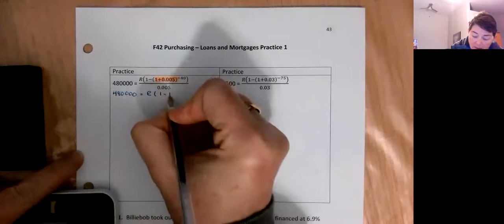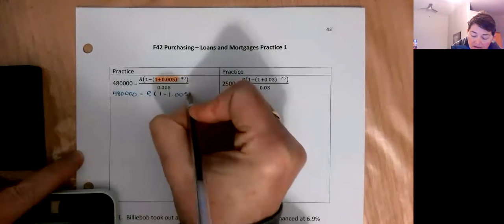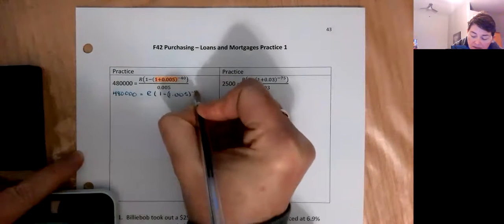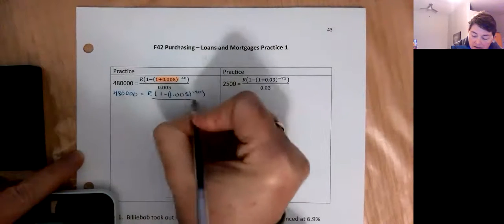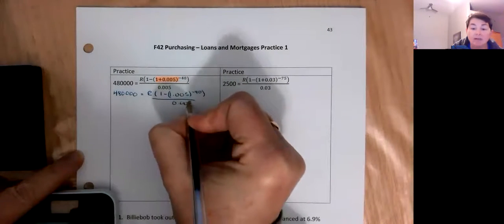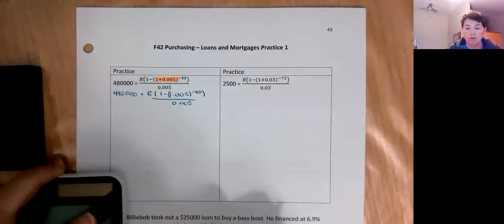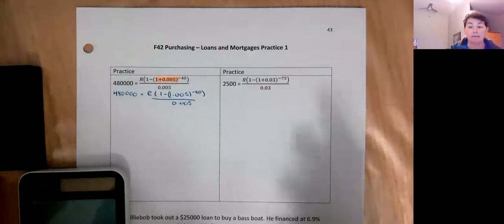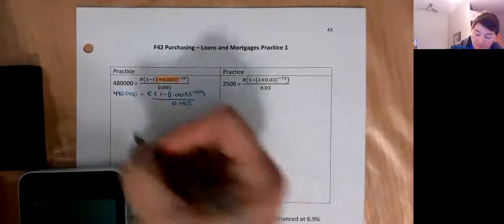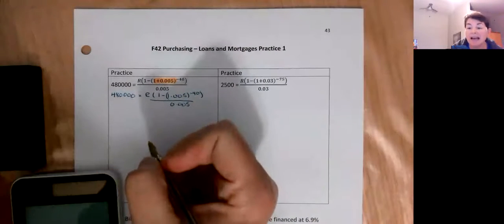1 minus 1.005 to the minus 40. Make sure you don't lose that minus. Over 0.005. Ooh, sorry, shooting this at night. Got some really iffy lighting here too. Oh well, I'm almost done. I have 3 left to do.